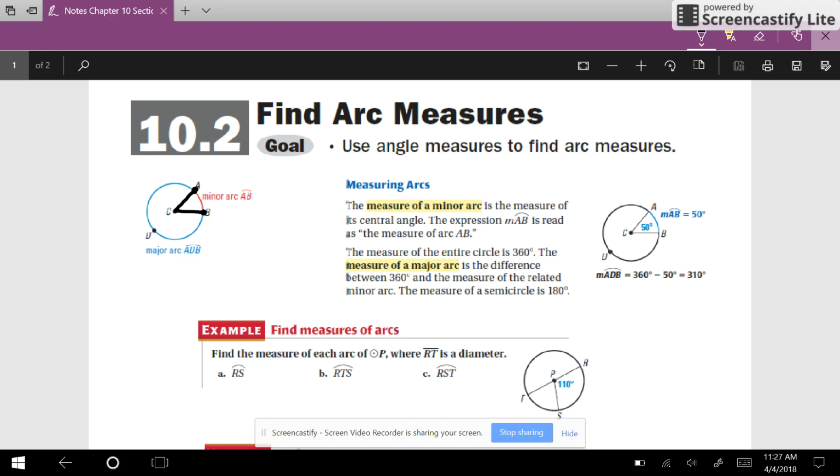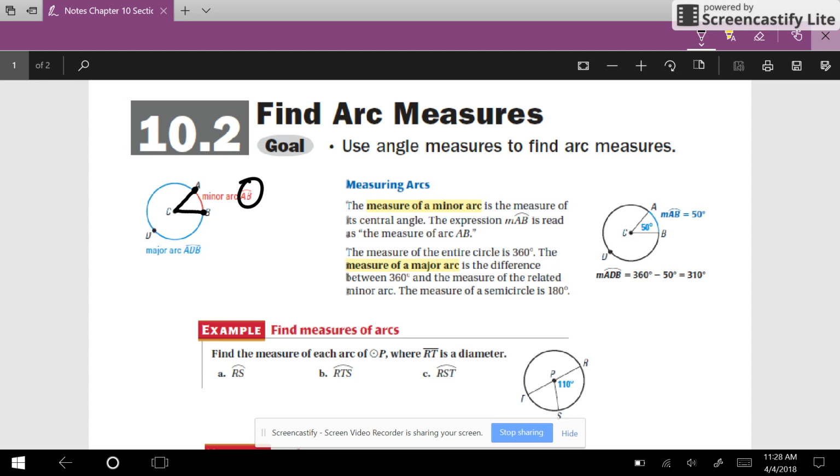Since it's less than 180 degrees, we call it a minor arc. And you can see how we label it here. It starts at A and ends at B, and we put the little arc symbol above it. We could have also called it arc BA. But arc BA or AB is the portion of the circle starting at A, ending at B.